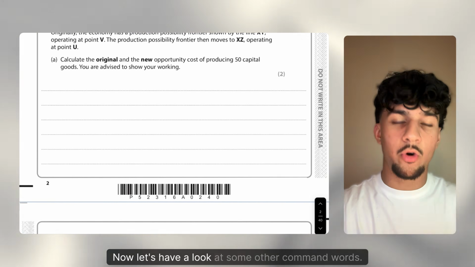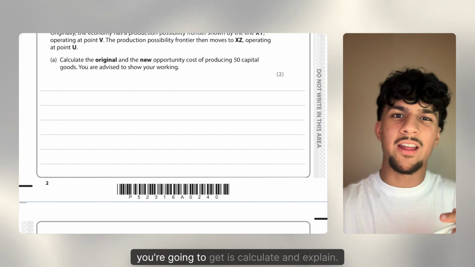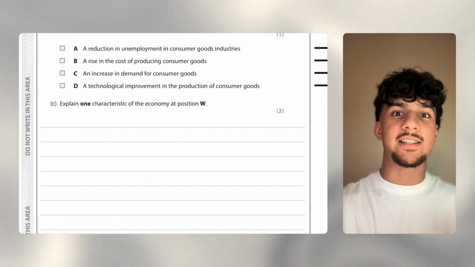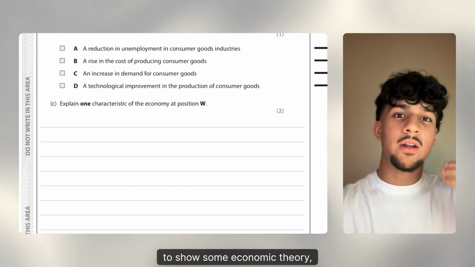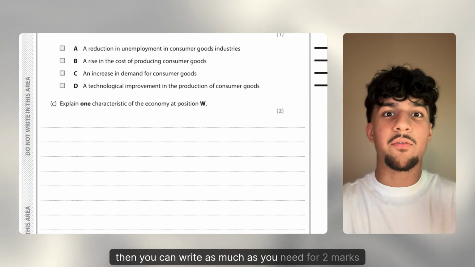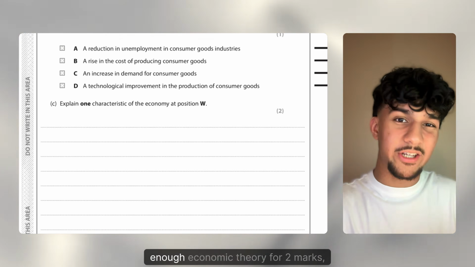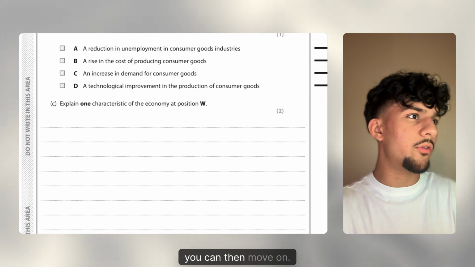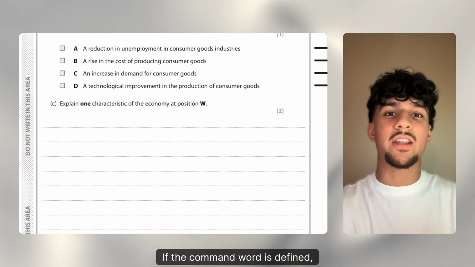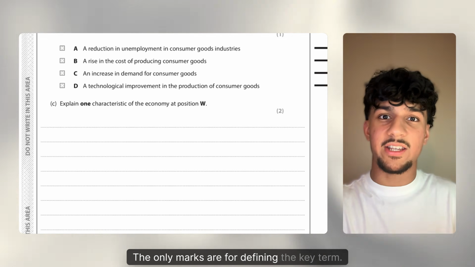Now let's have a look at some other command words. The main ones, and disproportionately the main ones you're going to get, are calculate and explain. If the command word is explain, you are expected to show some economic theory, some chains of analysis. Explain 2 marks, then you can write as much as you need for 2 marks, as long as you explain that point. Once you've written enough chain of analysis and economic theory for 2 marks, you can move on. You can get other command words like define. If the command word is define, there are no marks for explaining it. The only marks are for defining the key term.